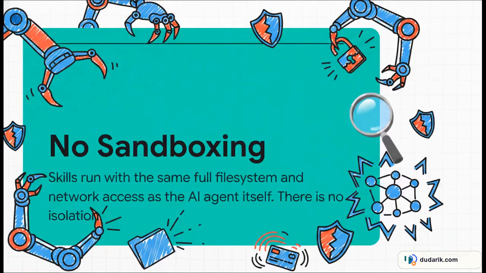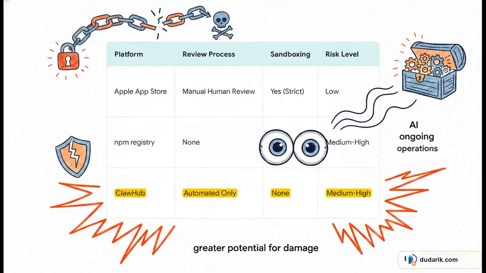Now, the technical term for this is no sandboxing. See, unlike a browser extension or a phone app that runs in its own little restricted box, a ClawHub skill has 0 limits. It runs with the exact same permissions as your AI agent. That means it can read your files, it can access your network, it can see your private keys and credentials, everything. And this chart really puts that risk into perspective, right? You can see ClawHub is sitting right there next to open registries like NPM, and we all know they've had their fair share of security nightmares.